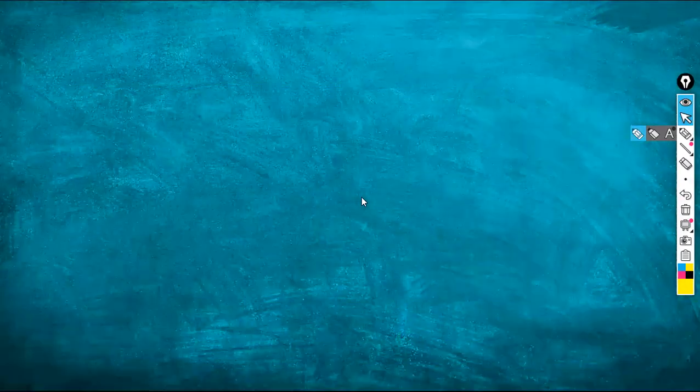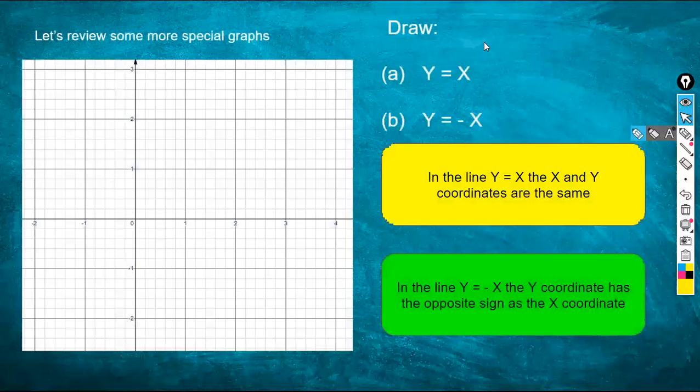Like I mentioned, there are other special graphs you need to know. And in the exam, you cannot waste time pondering or doing calculations to get them out. Look at graph A. Look how simple this graph looks. It's y is equal to x. It doesn't even have any values. It's not like it's y is equal to 2x or y is equal to 3x. It's just simply y is equal to x.